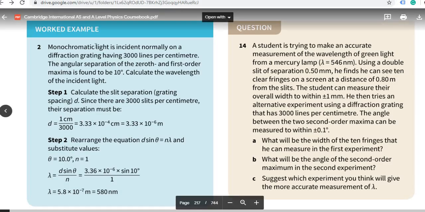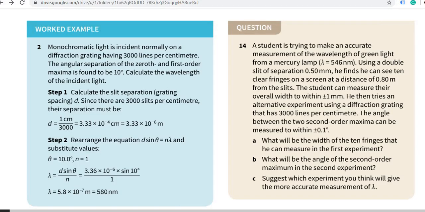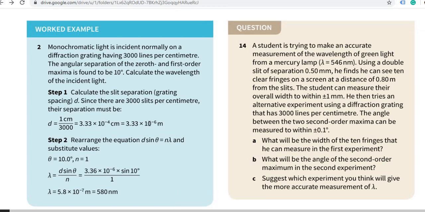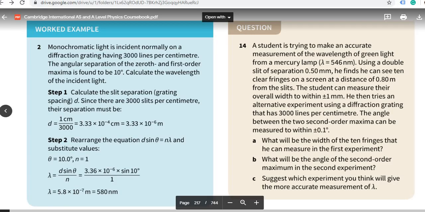For example, over here monochromatic light is incident normally on a diffraction grating having 3000 lines per centimeter. Now in 1 centimeter there are 3000 lines. You have to find the distance between the lines. So what do you have to do? 1 centimeter for 3000, then D is equal to 1 divided by 3000, which is this. That means from one slit to the next slit, the slit separation is this value. It is also called the grating spacing. See, slit separation, D, is also called grating spacing. That's how you can figure it out after that.